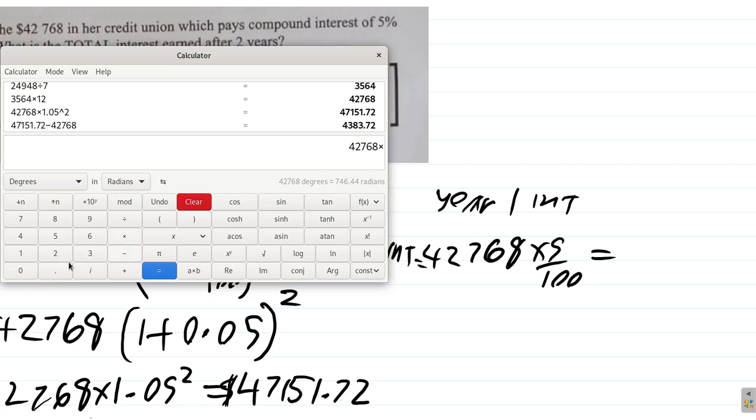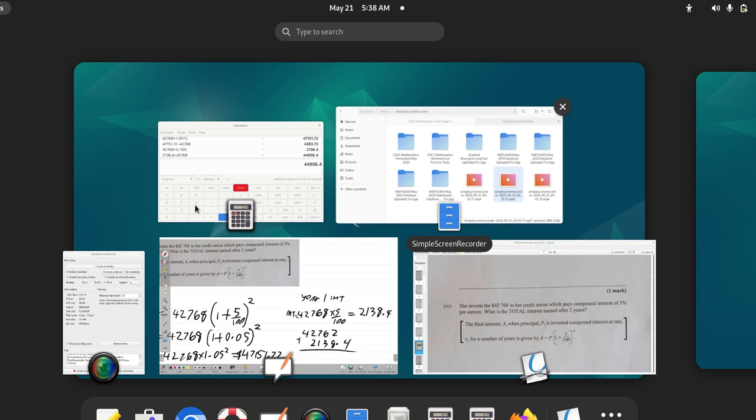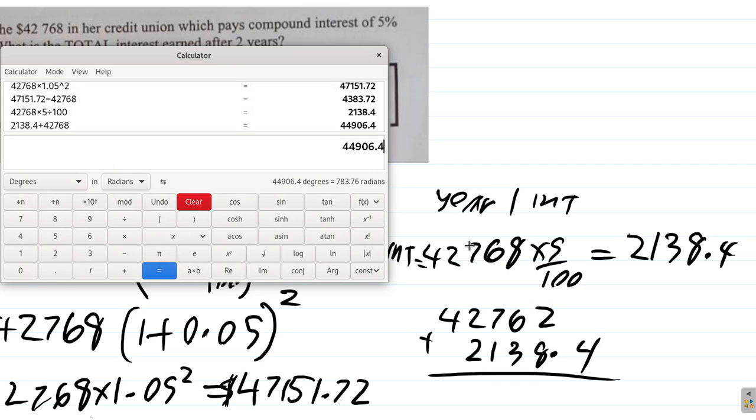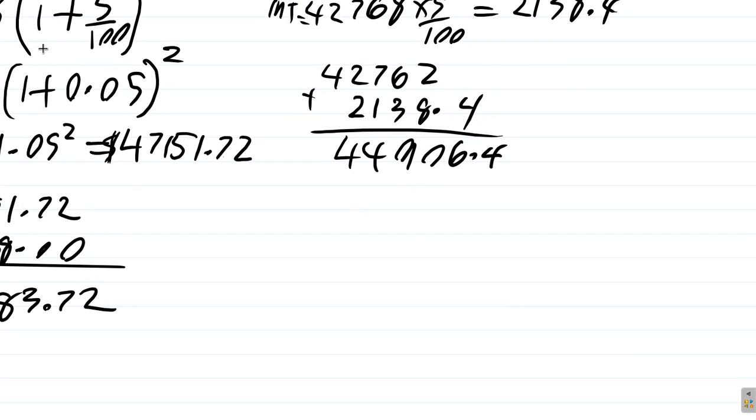That will give you 42,768 times 5 over 100 equal 2138.4, and then you add it to the 42,768. Let's write down the 2138.4, and you say the 42,768 plus the 2138.4, and that gives you 44,906.4, and then you do it again with this 44,906.4.